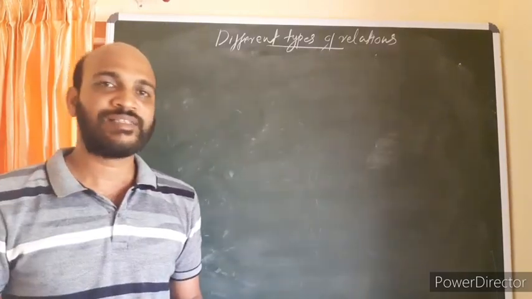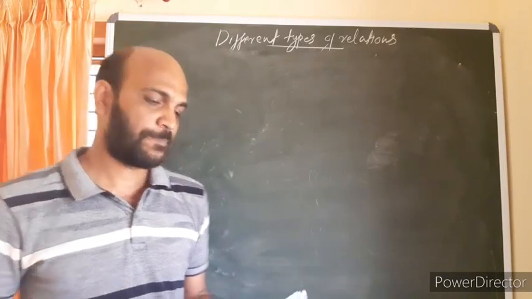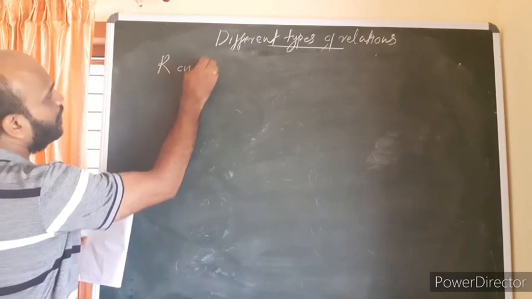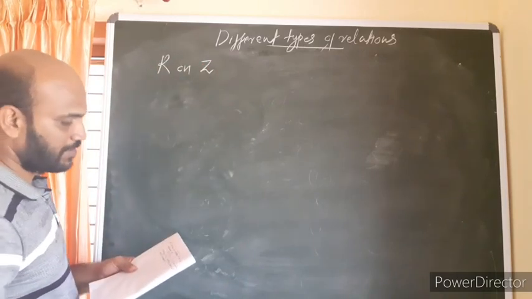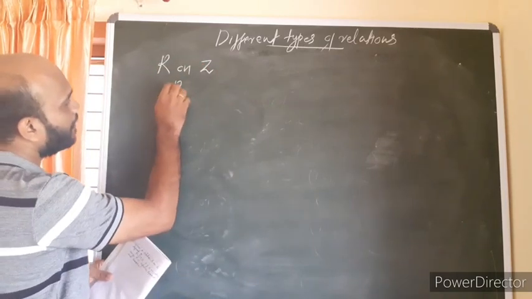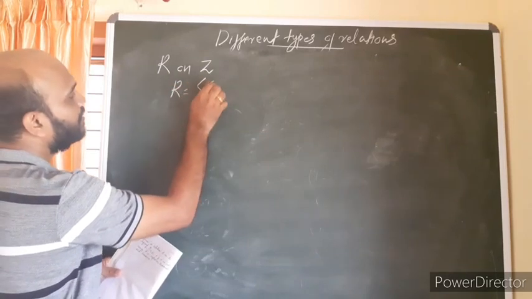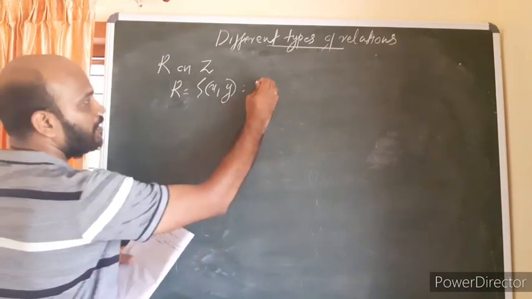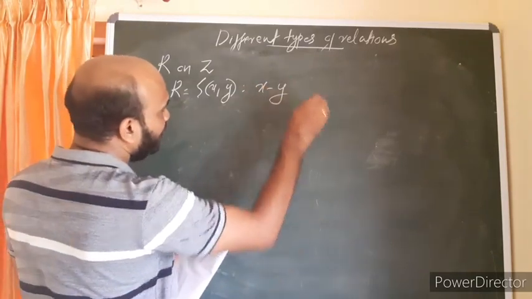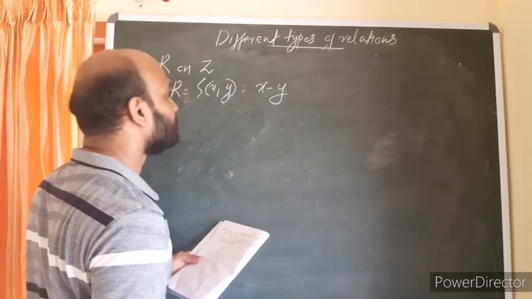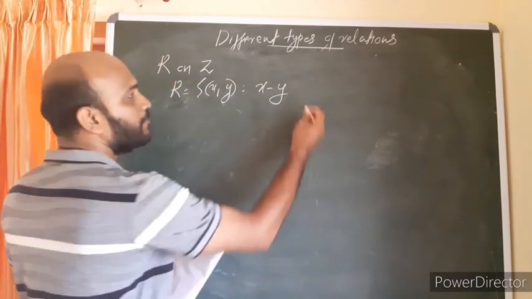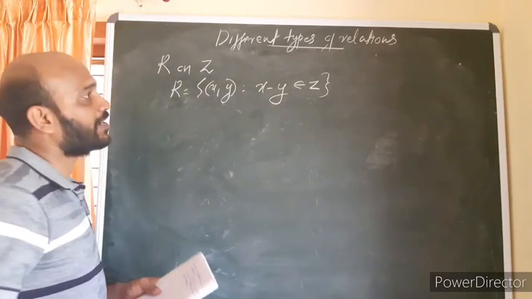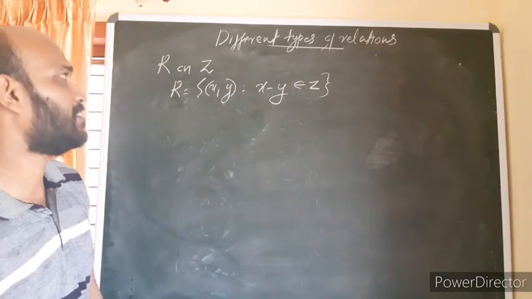Okay. Now consider the third question. Given a relation R on Z defined as R equal to the set of all (x,y) such that x minus y belongs to Z. Verify whether R is reflexive, symmetric, and transitive.